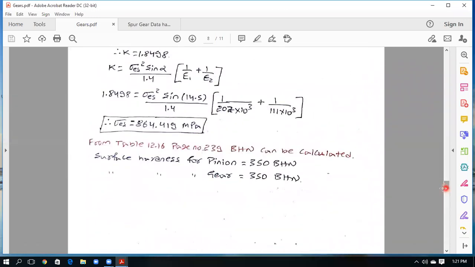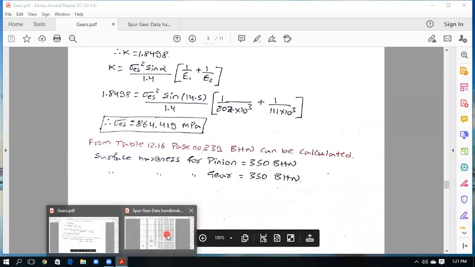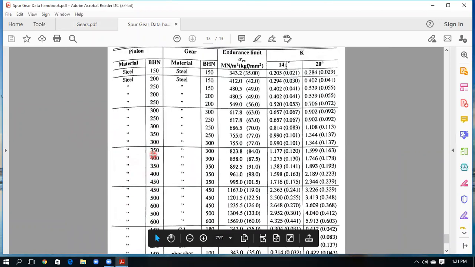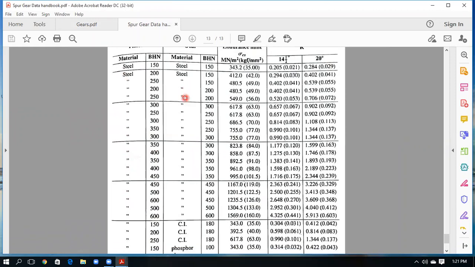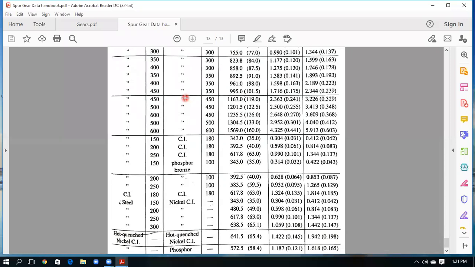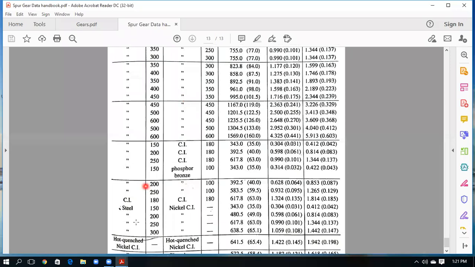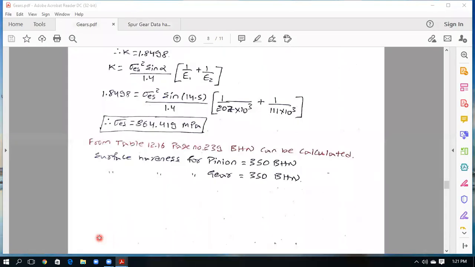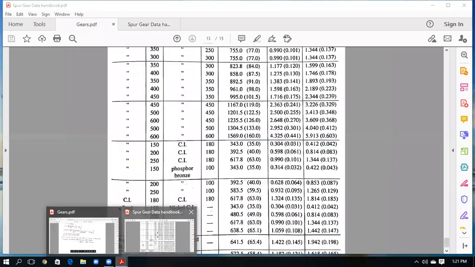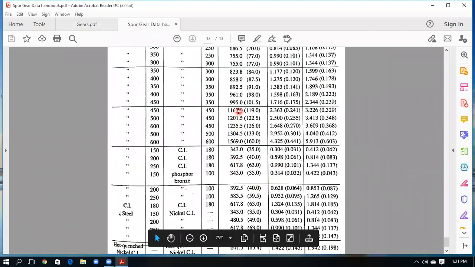According to that, you need to find out the Brinell hardness number. BHN is nothing but Brinell hardness number. The pinion is cast steel, whereas the gear is phosphor bronze. And whatever endurance limit you have calculated, it is 864. You calculated it as 864.